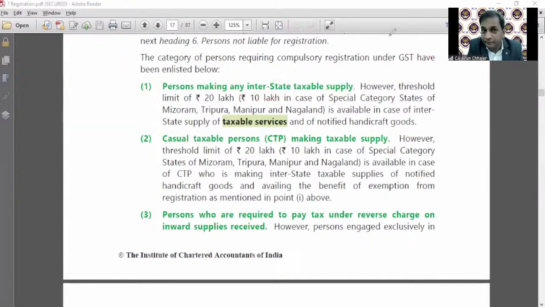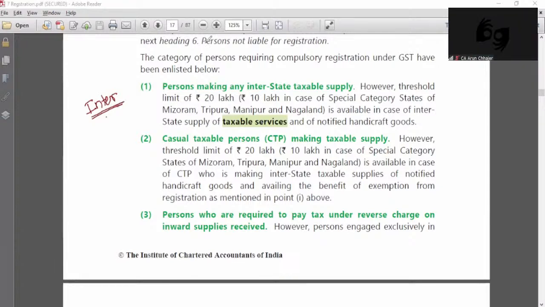Sir, what happens if I am providing services only? In case of services, there was a relaxation. What was the relaxation? I can provide interstate supply without taking registration.